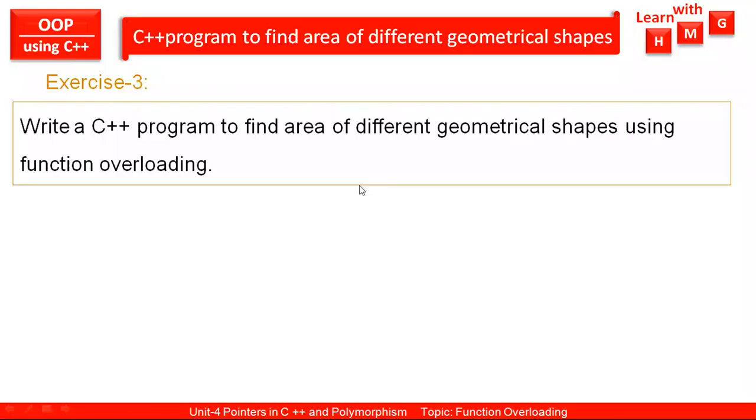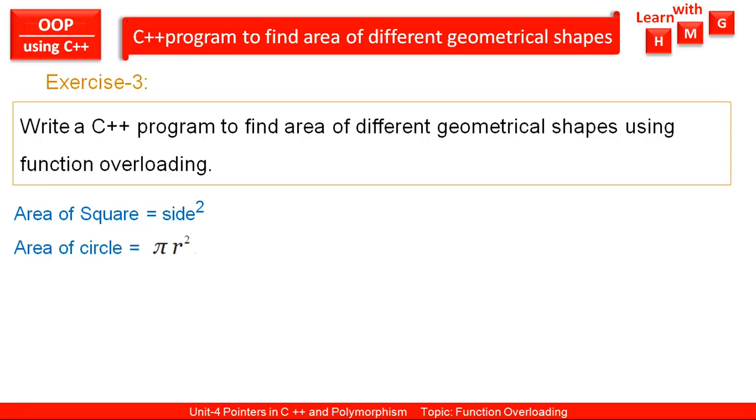Now the third program I am going to demonstrate is to find area of different geometrical shapes using function overloading. Here I am going to consider various shapes. The first shape is square. The area of square is calculated as side square.